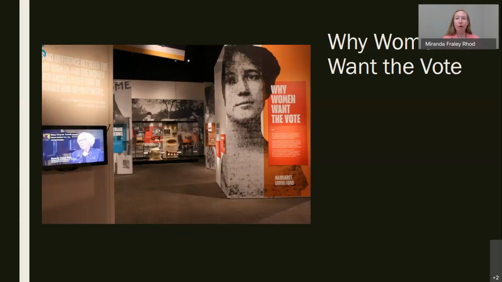So why did women want the vote? And this image shows a view into our new exhibit. I'll be sharing some images from the exhibit floor throughout my presentation, just to give y'all a view and a perspective on that. So, why did women want the vote?